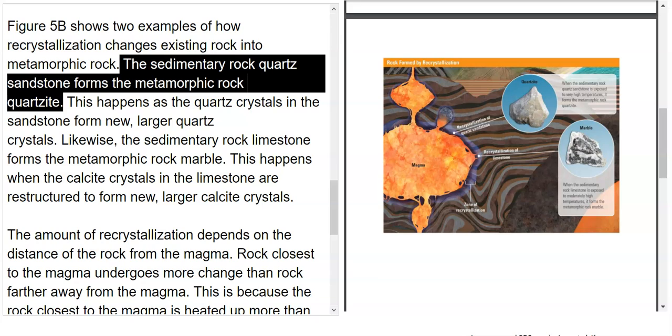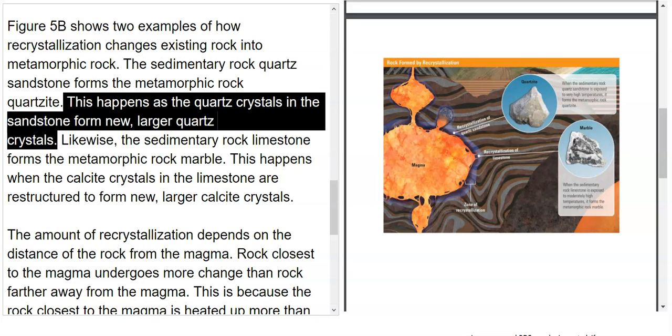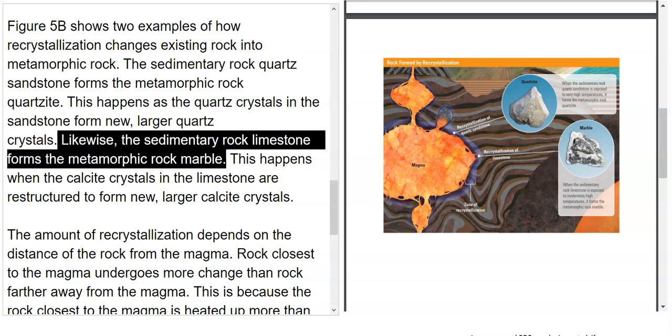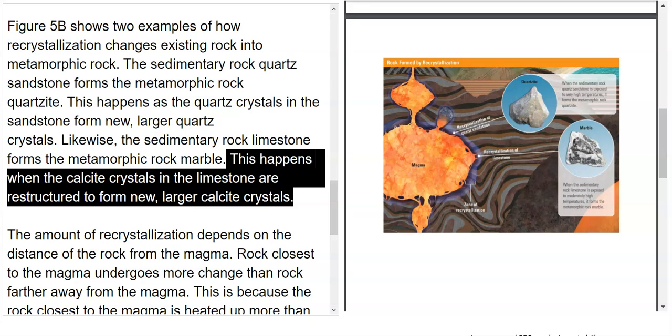The sedimentary rock quartz sandstone forms the metamorphic rock quartzite. This happens as the quartz crystals in the sandstone form new, larger quartz crystals. Likewise, the sedimentary rock limestone forms the metamorphic rock marble. This happens when the calcite crystals in the limestone are restructured to form new, larger calcite crystals.